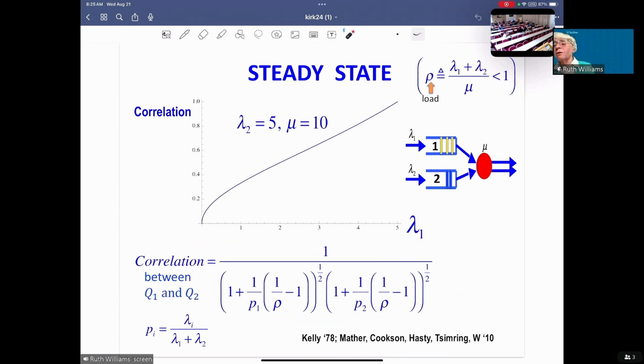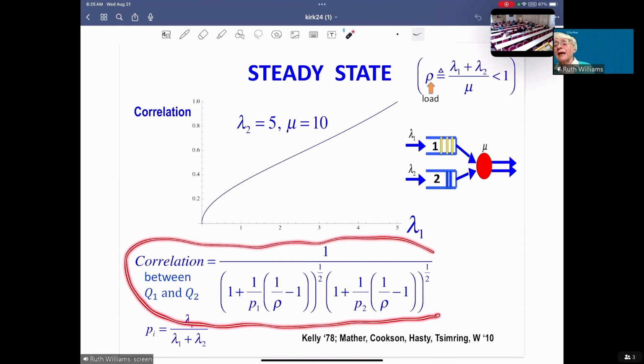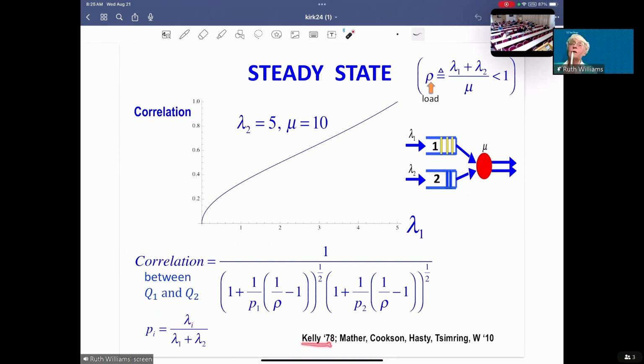Interestingly enough, this formula doesn't seem to have been written down before, even though you compute it from Frank Kelly's steady state distributions, until it came up in an application to synthetic biology that I was involved in a few years ago. But you can see here as the load on the system, which is given by this parameter rho, the total arrival rate divided by the service rate, when that's less than 1, the system is underloaded.